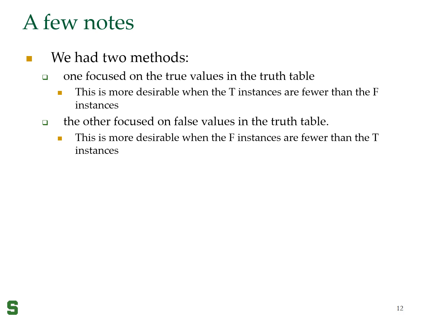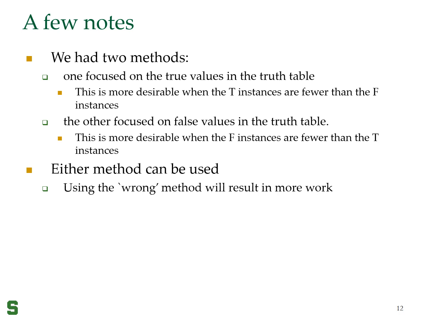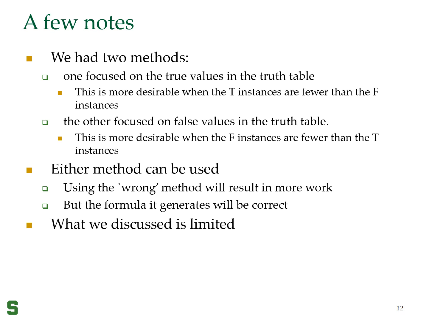The reason these preferences work is because the amount of work that is required to be done is proportional to the number of true instances or false instances in the respective method. Note that you can use any of the methods for any of the truth tables. If you use, quote unquote, the wrong method, that will lead you to do more work, but the formula it generates will actually still be correct.